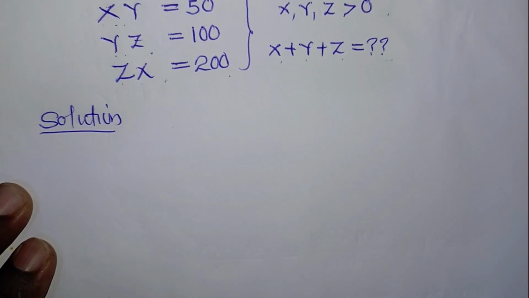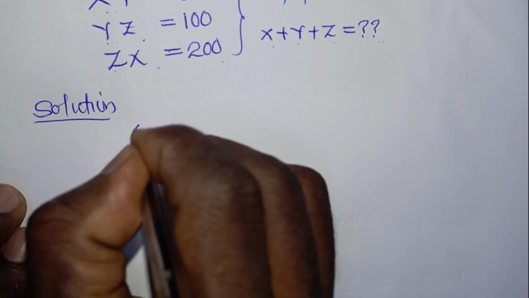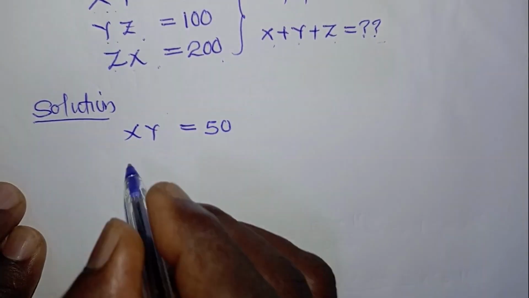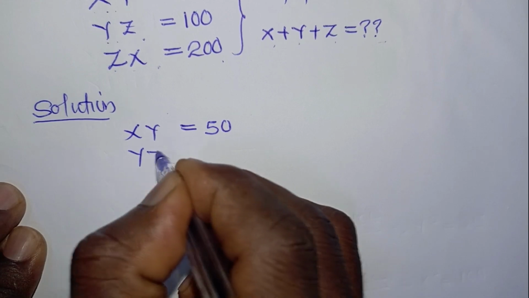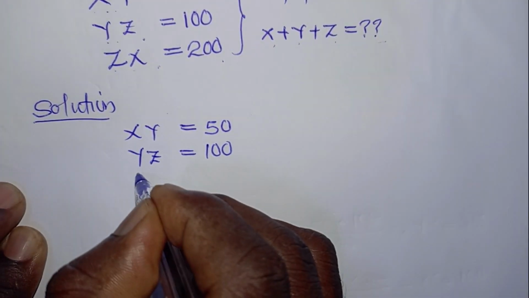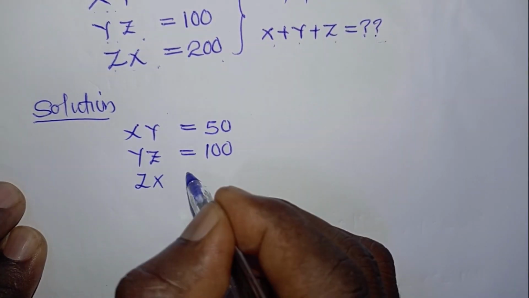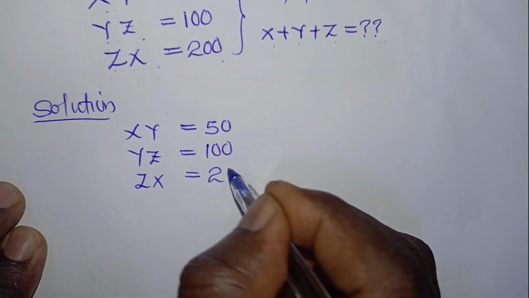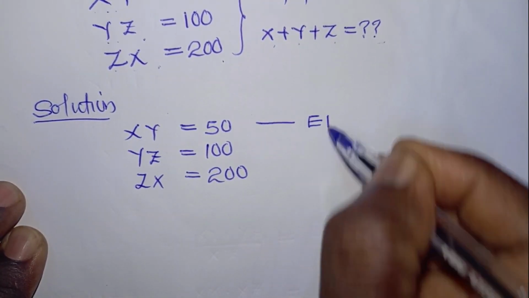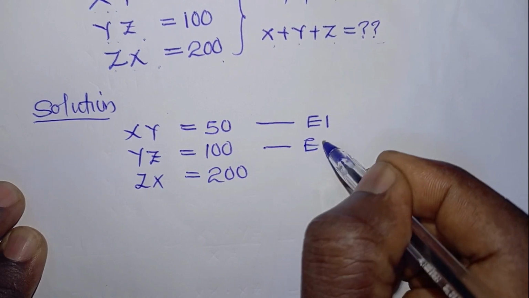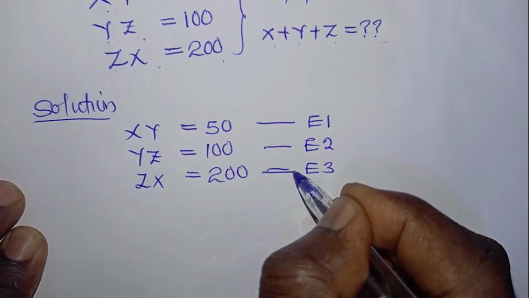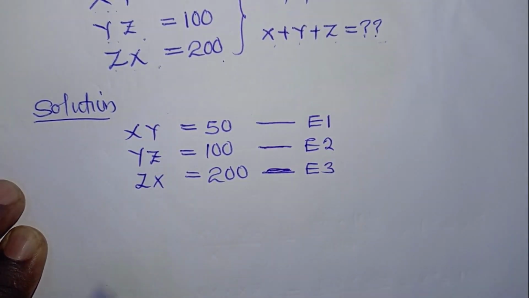To start with, let's rewrite the equations. We have xy equals 50. We have yz equals 100. Then we have zx equals 200. Let's call this one E1, that's equation 1. Then call this one equation 2. Then call this one equation 3. So we have 3 sets of equations, right?